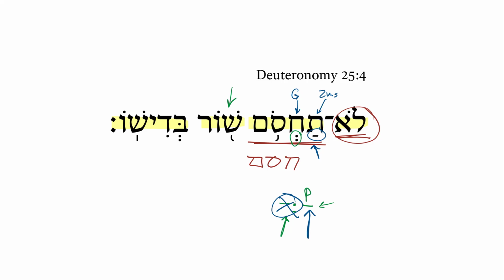This is not a Hifil. That's what I'm trying to get at. This is not a Hifil that always has the patach in that preformative vowel in the imperfect. This is a Qal, and we see the o thematic vowel there. That gives us indications of a Qal. So you shall not muzzle the ox.